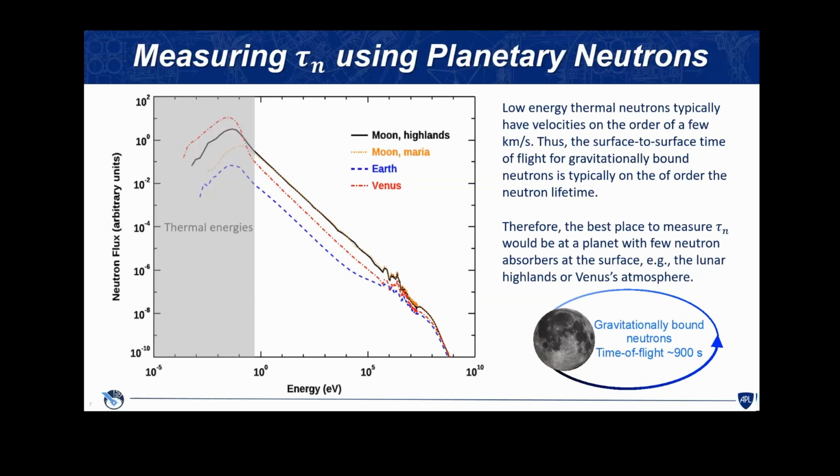Also, all of the thermal neutrons on Venus and the Earth and the low-energy thermals on the Moon are gravitationally bound. And the time of flight surface to surface for a gravitationally bound neutron is also typically of order the neutron lifetime. So what this means is that you can make inferences about what the neutron lifetime is by looking at how the neutron flux changes as you move away from a planet, or by comparing the thermal neutron flux leaving a planet to that returning. Next slide.